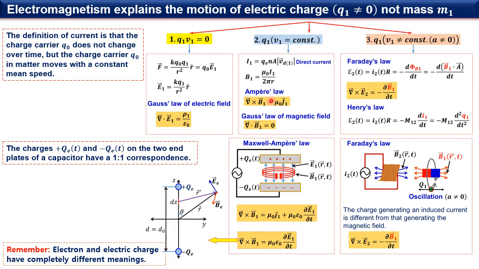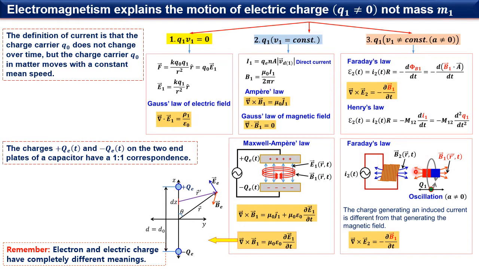Here, the definition of current is the rate of electric charge per unit time. However, the more accurate definition of current is that the charge carrier, Q0, does not change over time, but the charge carrier Q0 in matter moves with a constant mean speed. Lastly, when the charge oscillates, there are two mechanisms. One is Faraday's law and the mutual induction of Henry's law. Both laws show that an oscillating magnetic field generates an electromotive force, which is induced by another electric charge.